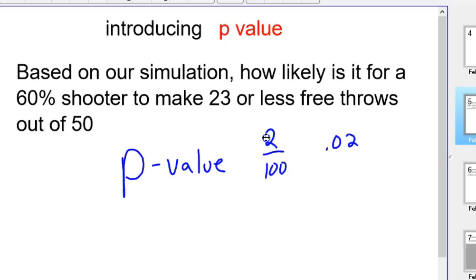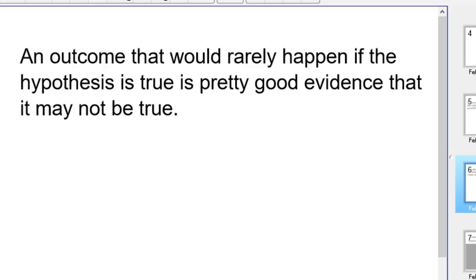So our p-value is 0.02. So we can then see that this is kind of a rare event. How rare? That gets into a thing called alpha level, and we'll talk about that later. But generally, we want to look at it this way. An outcome that would rarely happen if the hypothesis is true is pretty good evidence that it may not be true. So we've got some evidence here suggesting that he indeed is not a 60% shooter.